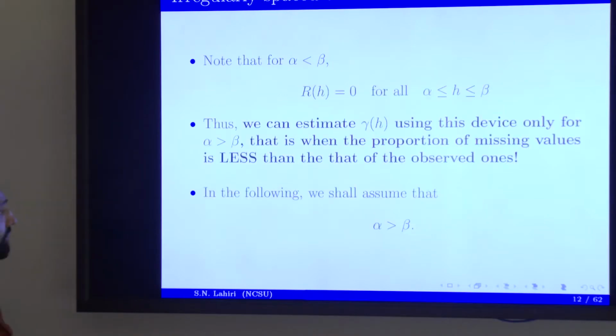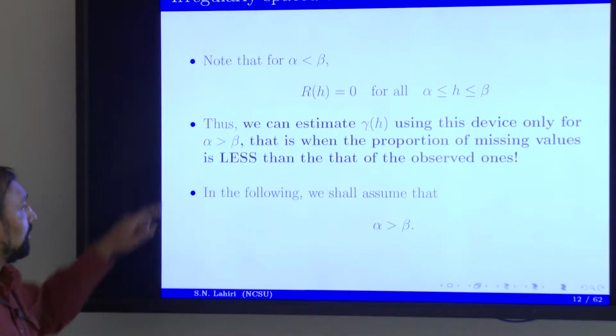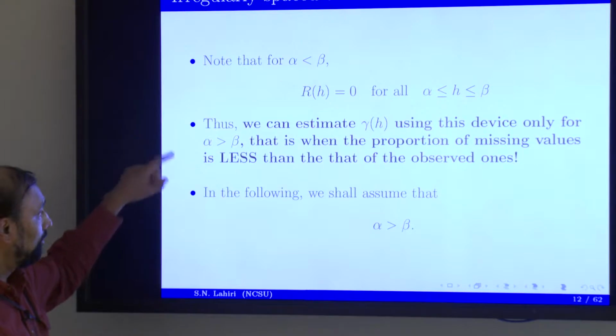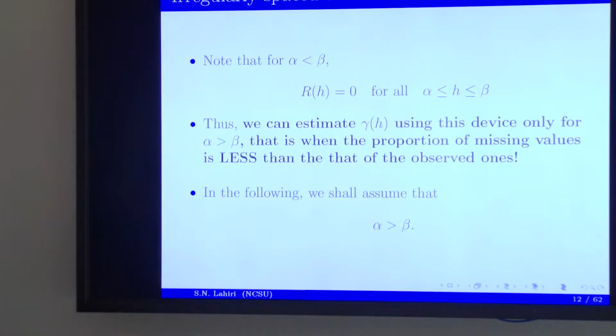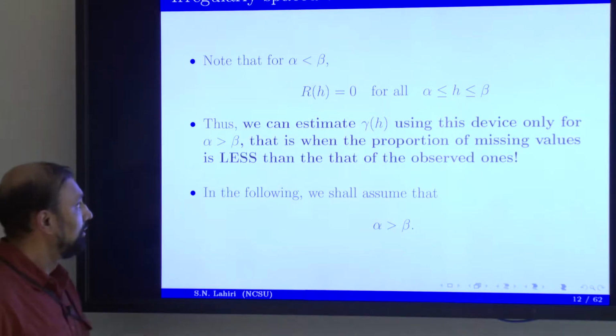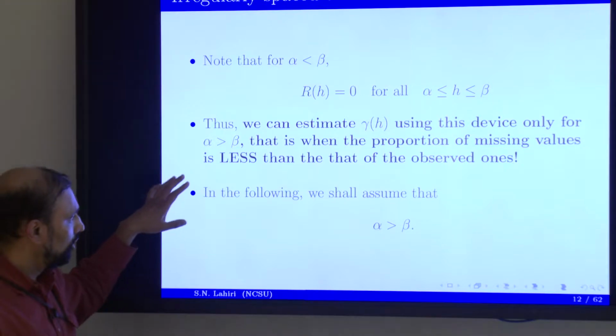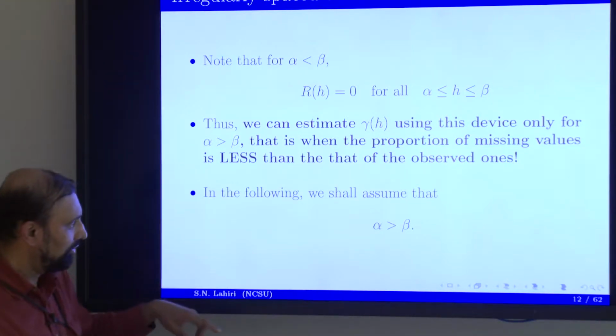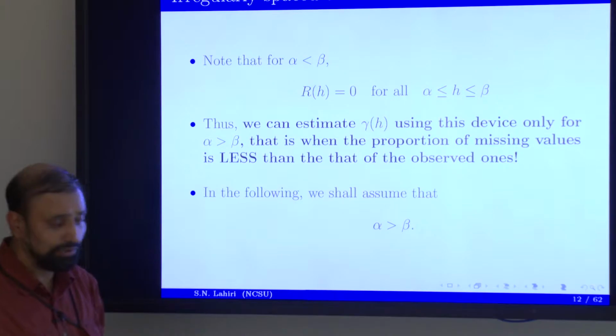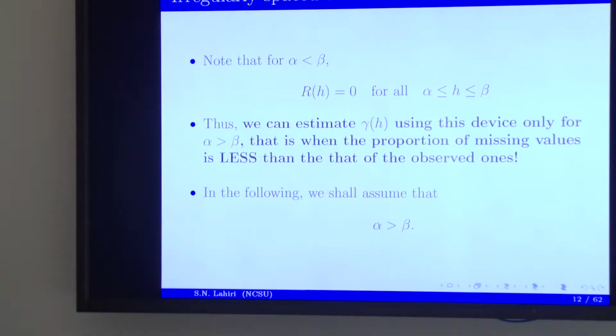And that means you are only going to be able to use these formulas to estimate gamma of h when you are getting more observations compared to the amount of observations that are missing. And so for the rest of this presentation, alpha is bigger than beta. So we can always find an R of h that is non-zero.